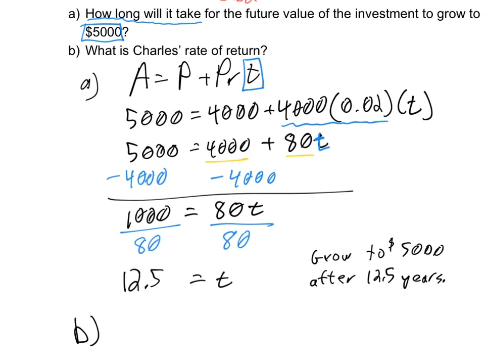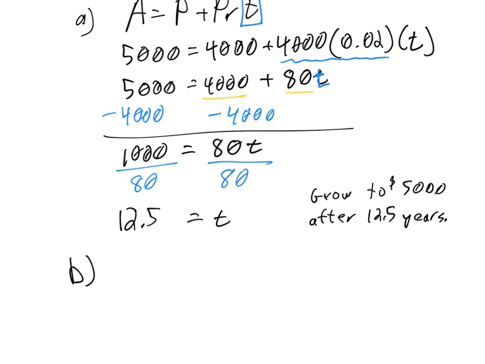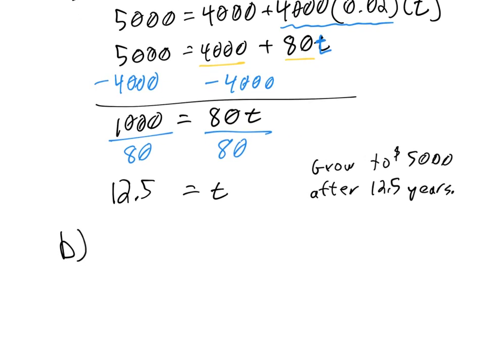B asks, what is Charles's rate of return? So we want to find the rate of return. For shorthand, I'm going to use R. And we do have a formula for rate of return. So this is I over P. So we need to figure out what the initial investment was, P. And we need to figure out what the interest earned was, I.